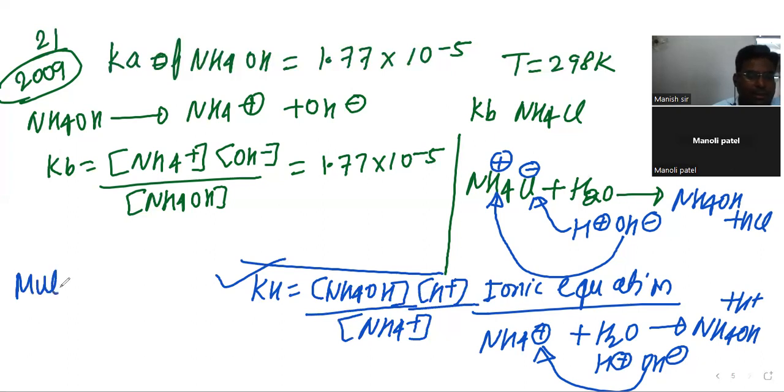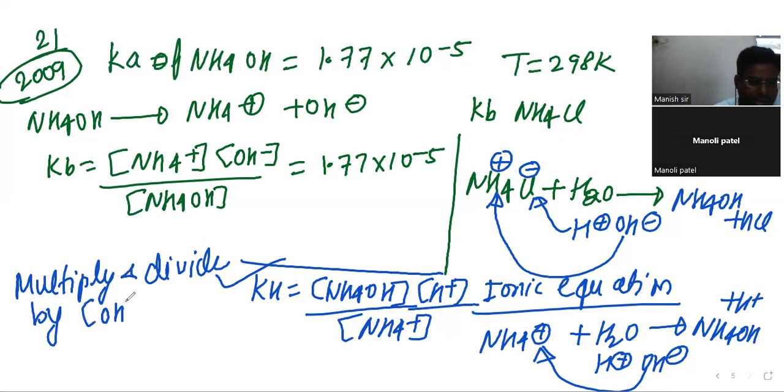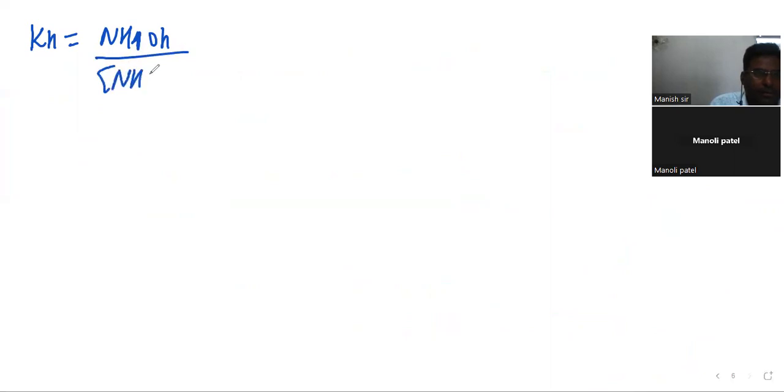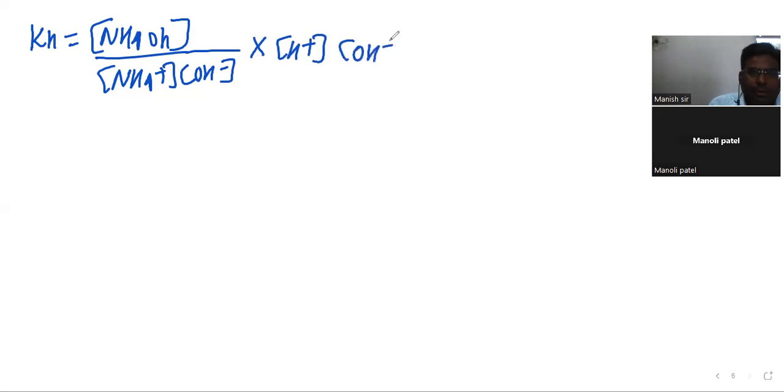So right here, multiply and divide by OH minus concentration in the numerator and denominator. Then your Kh will become, I will write on the next page. So your Kh will now become NH4OH concentration divided by NH4 plus OH minus concentration, into H plus into OH minus, right?